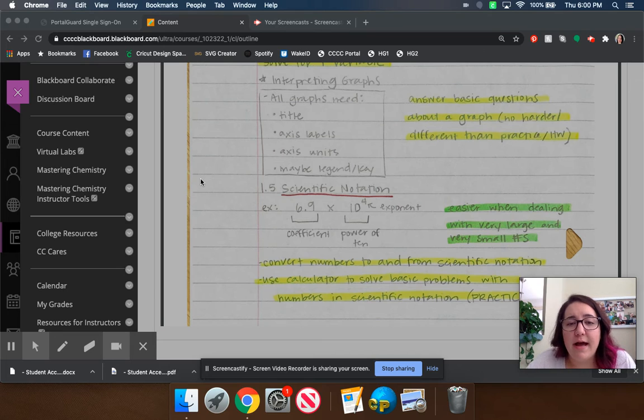Next, interpreting graphs. All you have to be able to do for that is answer basic questions about the graph, and it's going to be no harder or different than the practice homework.